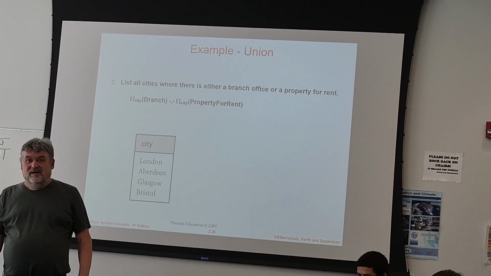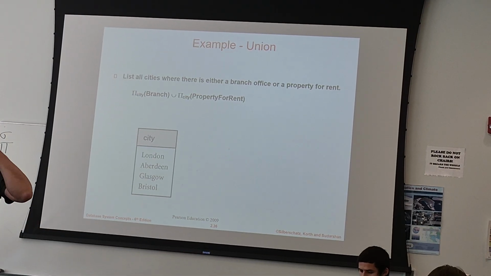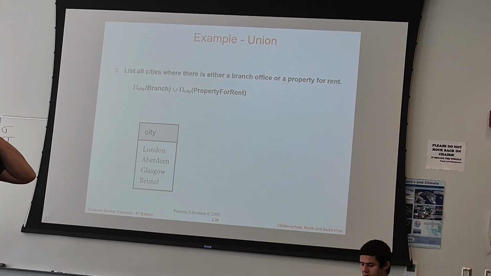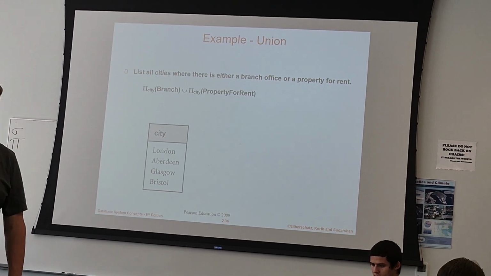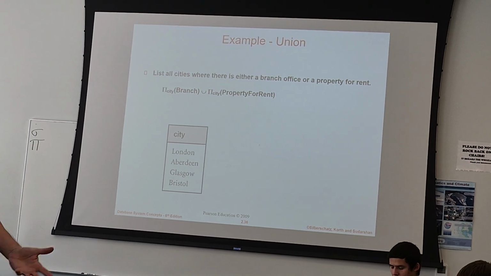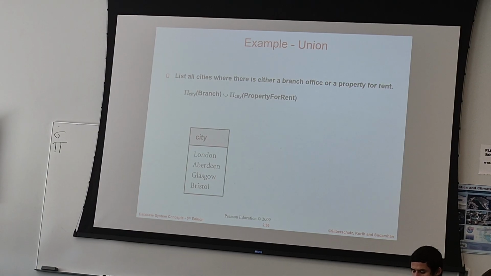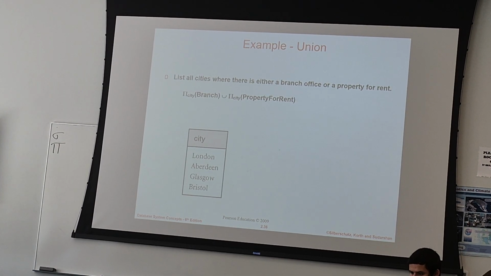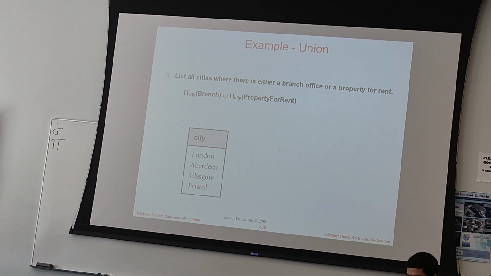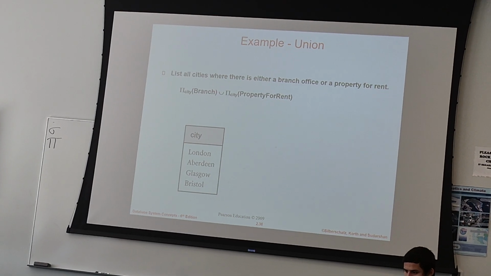So we're only seeing the unique values, and we only end up with a list of all cities where there is either a branch office for this real estate company or a property for rent. There might not even be any branch offices in Bristol, but since they have an apartment for rent there, we end up with Bristol on the list.